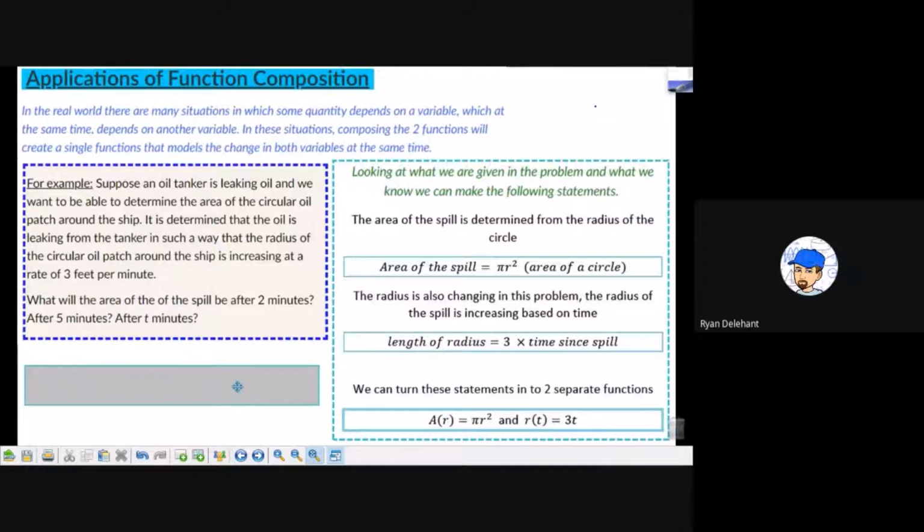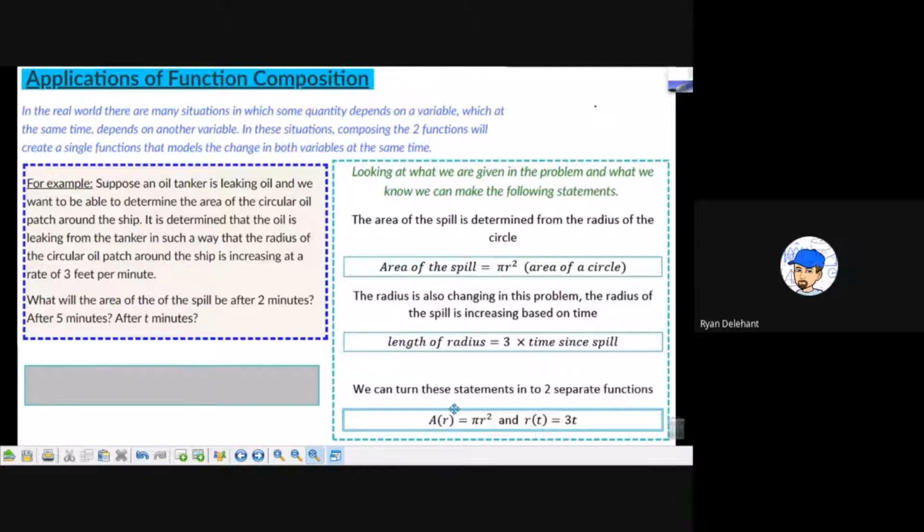And let's do this in our head to think why. If I wanted to answer 2 minutes and figure out how big the spill is, you probably wouldn't use a composition directly. You would say, well, at 2 minutes, 3 times 2 is 6. When I take that 6, that's now the radius. I plug this thing in here, 6 squared, it's 36 pi, which is whatever that is when we multiply it out. That's how you would find each individual answer.